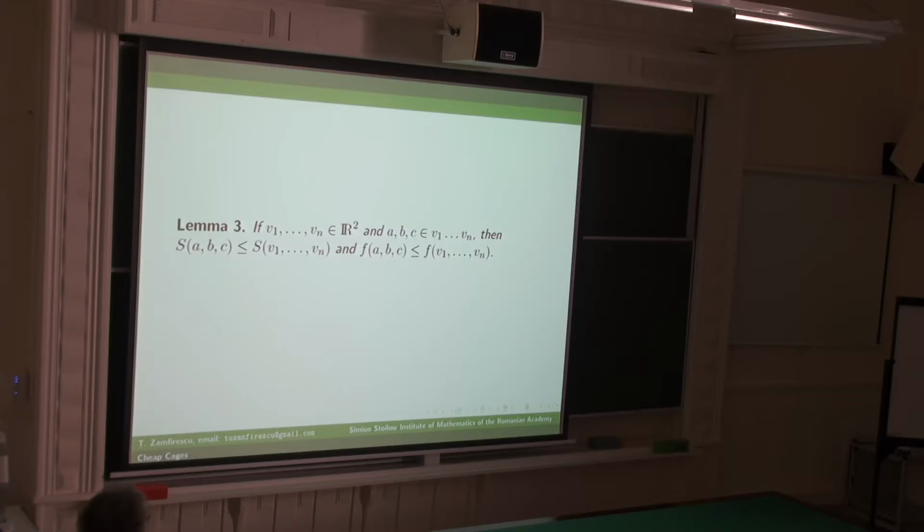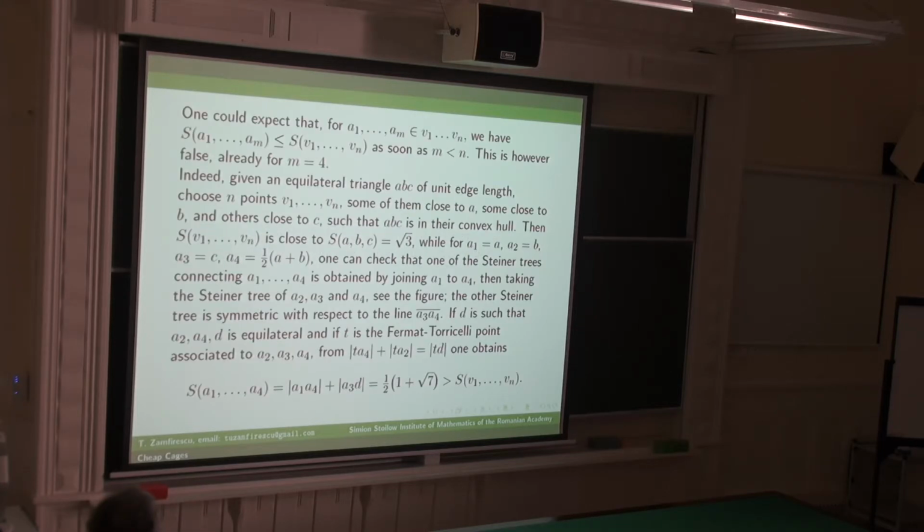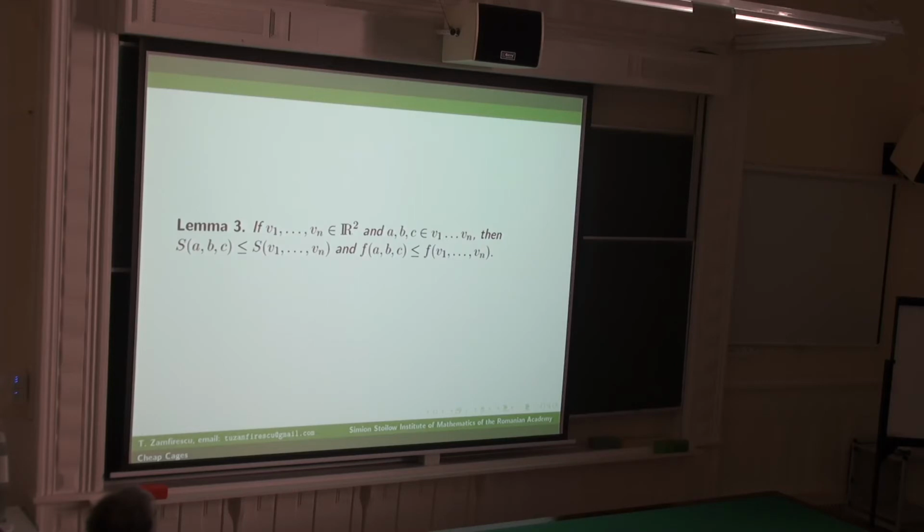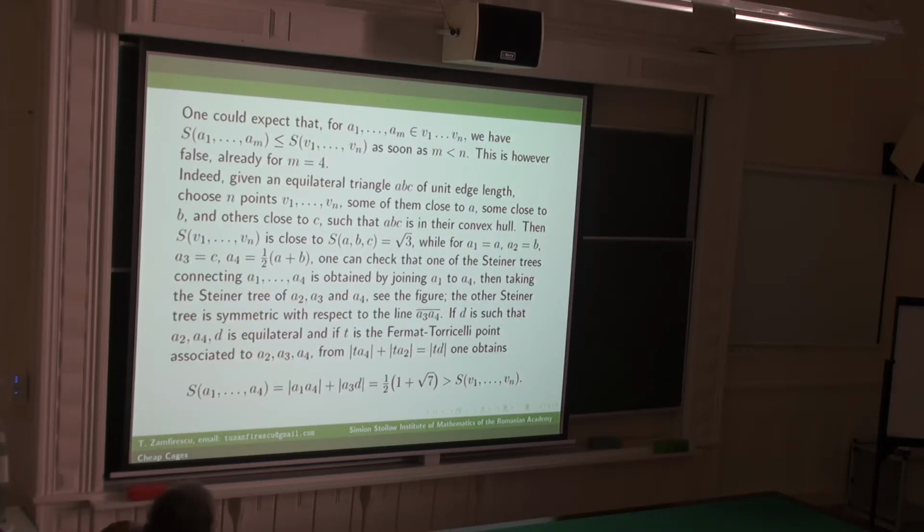It seems trivial. It is not difficult to prove this. And also the other one, this is even easier. But what is interesting? This is interesting. One could expect that this happens always if you have fewer points in the convex hull of more points, that S of M is less or equal. This is not true. This is already for M equals 4 not true.